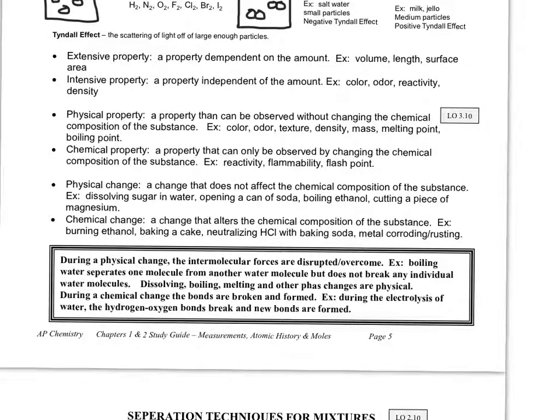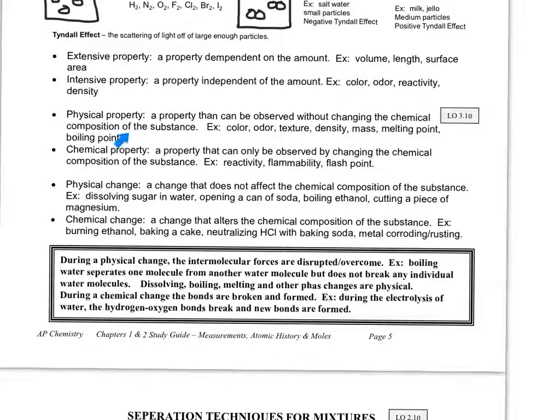Next we have some terms to review from last year. Extensive properties are properties that depend on the amount, like volume, length, surface area. So if I put more of it, it changes. Intensive properties are things that are independent of the amount. It doesn't matter if I have just a little bit of it or a ton of it, it should be the same. So color, odor, reactivity, density, those are all intensive properties. They do not depend on the amount.